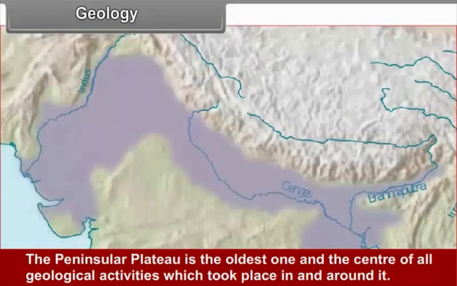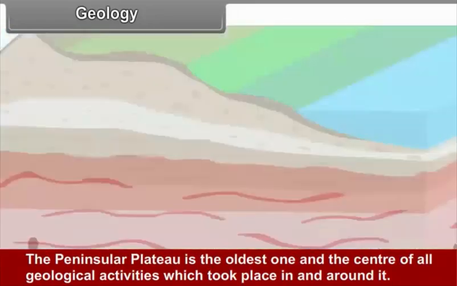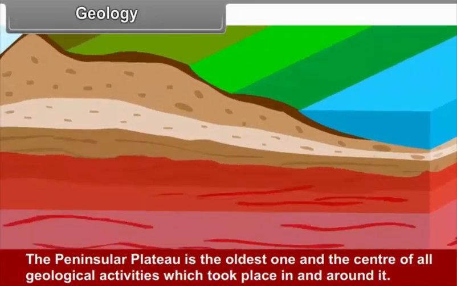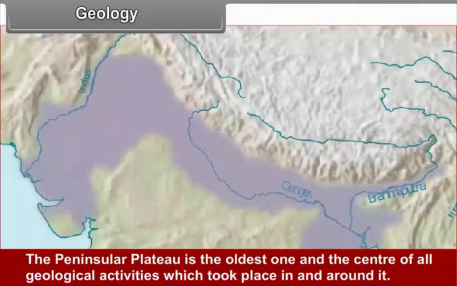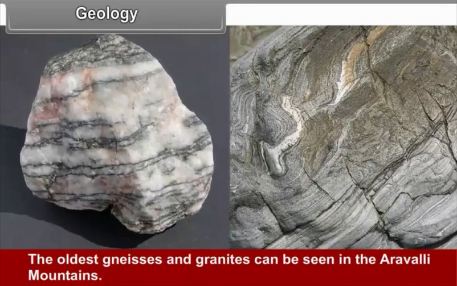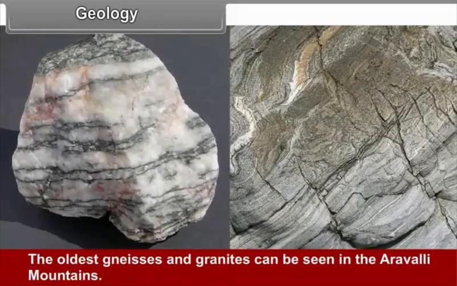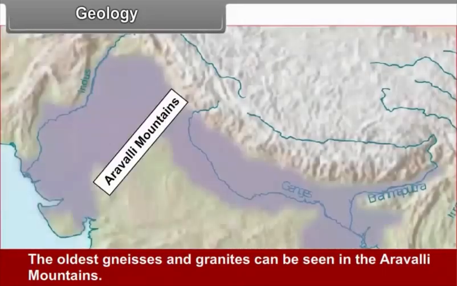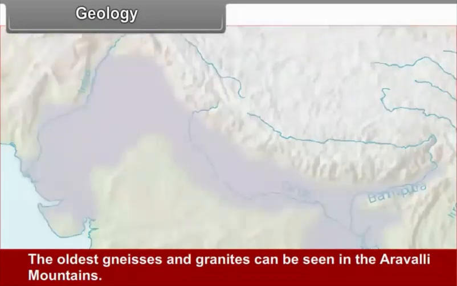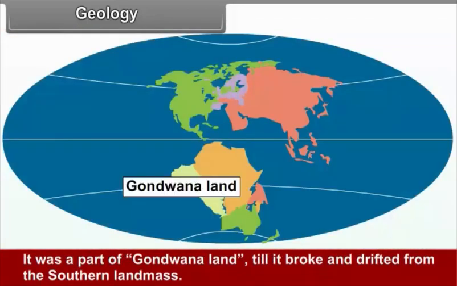The Peninsula Plateau is the oldest one and the center of all geological activities which took place in and around it. The oldest gneiss and granites can be seen in the Aravalli Mountains. It was a part of Gondwana land till it broke and drifted from the southern land masses.